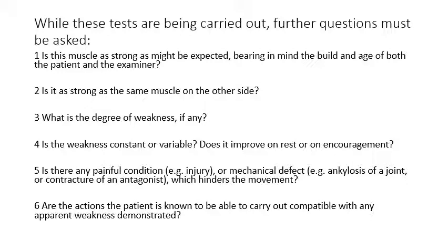We have also to state whether the weakness is constant or variable, and whether it improves on rest or on encouragement of the patient. We have to figure out if there are any painful conditions or any mechanical defects that may hinder the movement during examination and give the impression of a false weakness. Also, we have to ask if the actions the patient describes during history taking are compatible with any apparent weakness demonstrated. If not, then we have to question if the patient is exaggerating the weakness during examination.